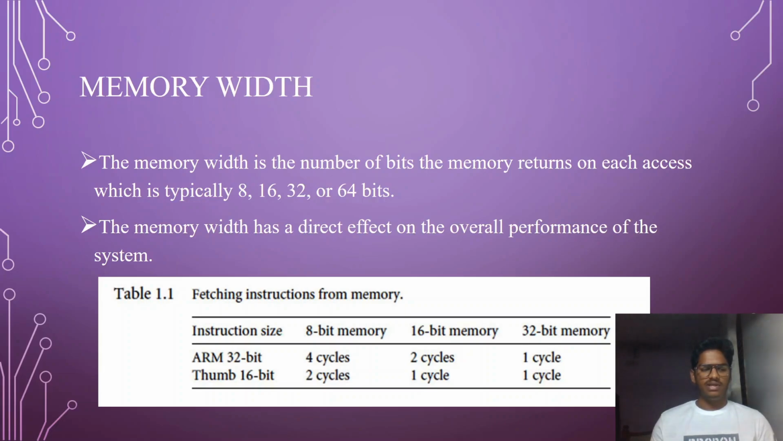This table summarizes the theoretical cycle times on an ARM processor using off-chip memory width devices. The instruction size ARM 32-bit in an 8-bit memory has 4 cycles, in a 16-bit memory has 2 cycles, in a 32-bit memory has 1 cycle. The Thumb 16-bit in an 8-bit memory has 2 cycles, in a 16-bit memory it has 1 cycle, in a 32-bit memory it has 1 cycle.